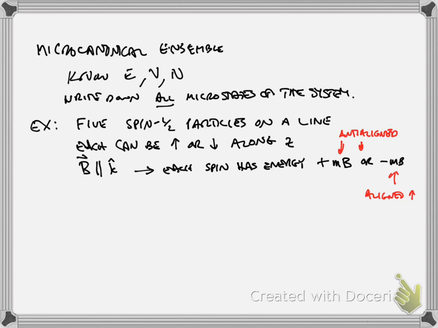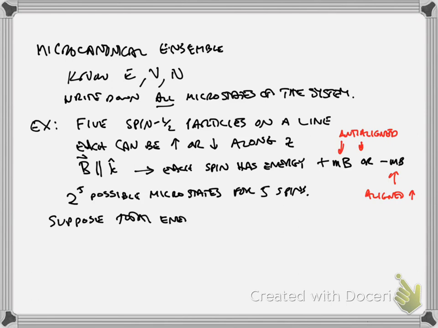Now, there are 5 of these, so there are 2 to the 5 possible microstates, if I don't tell you anything else. All right, for 5 spins. But we can have an interesting constraint. Suppose the total energy, which is E of the whole system, is minus mB, right? Where again I'm using m here as the magnetic moment of whatever our little spins are, okay? So this could be the Bohr magneton. I decided not to use mu just because we use mu for so many other things.